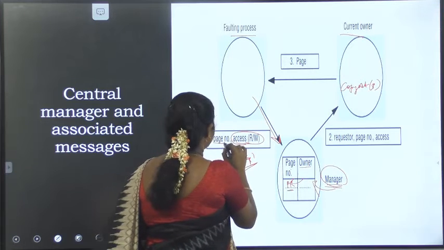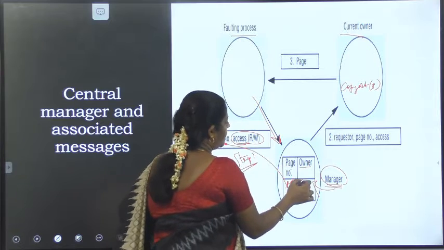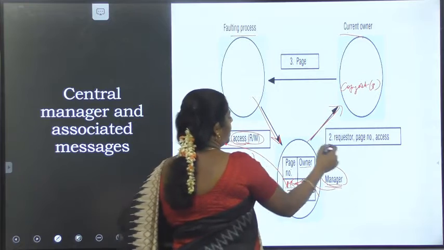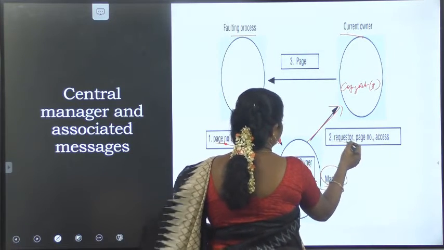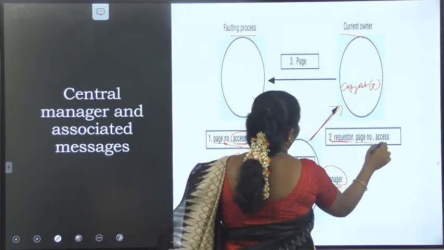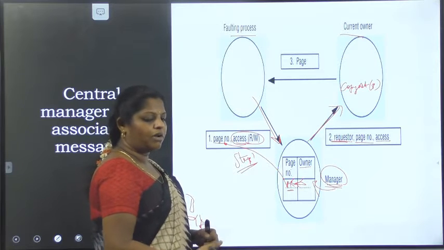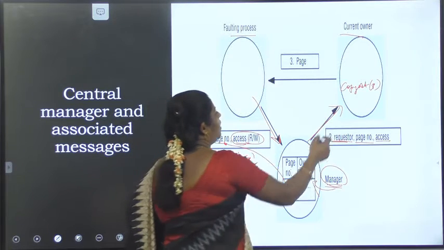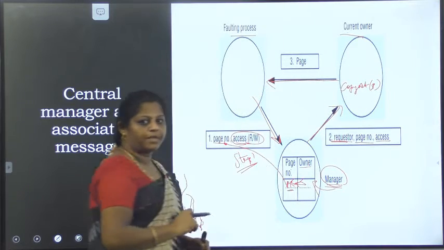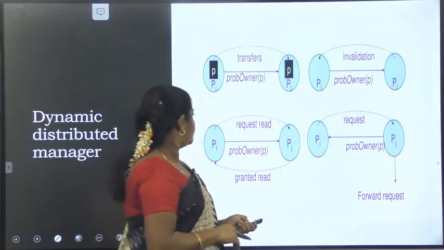Once the manager gets it, based on the page number it refers to who the owner of that page is, and that is sent to the current owner of the page along with the requester, the page number, and what access they are asking for, read-only access or read-write. After it is validated, it will give the access permission, and that page will be given to the particular process.